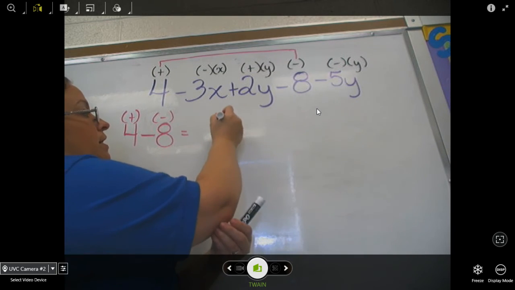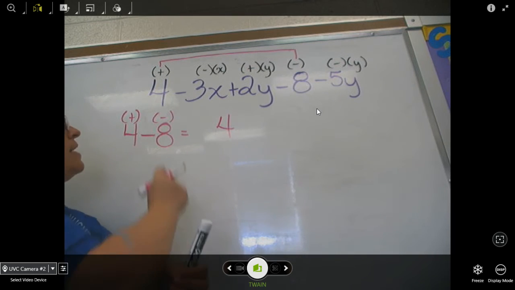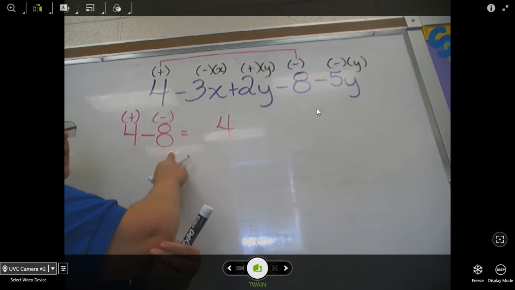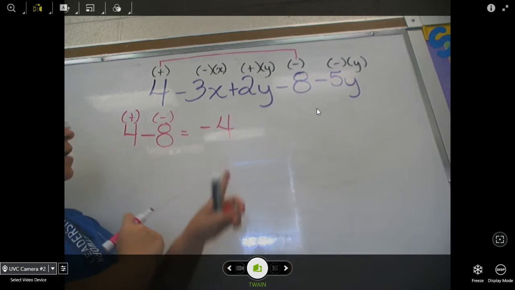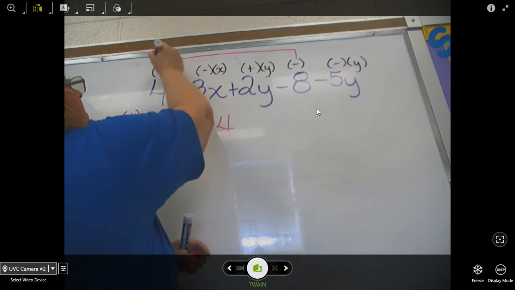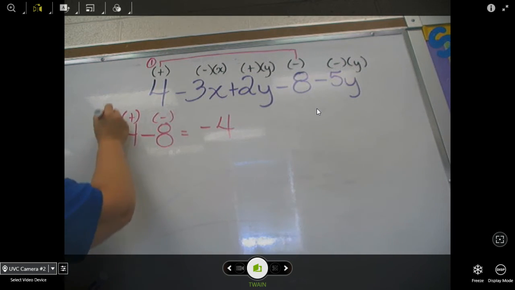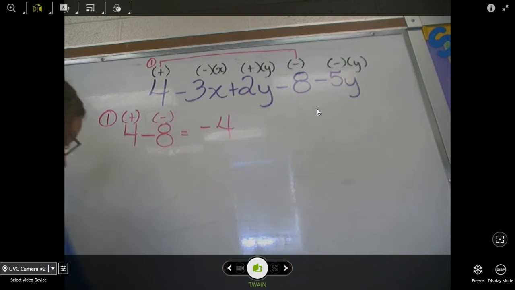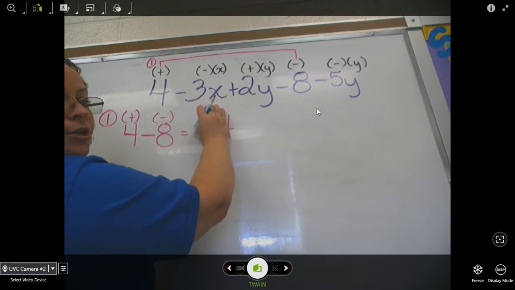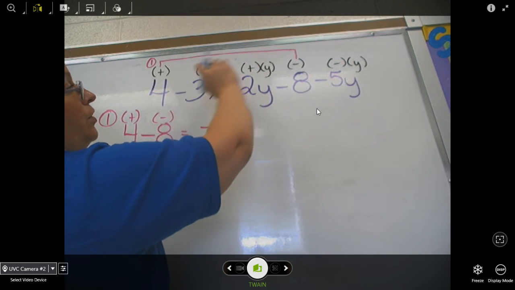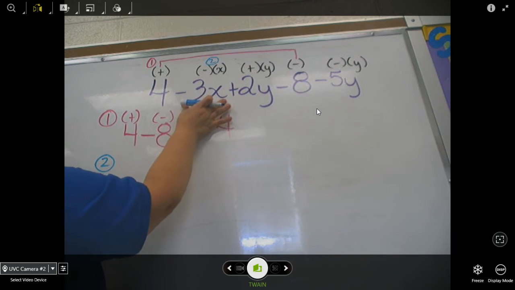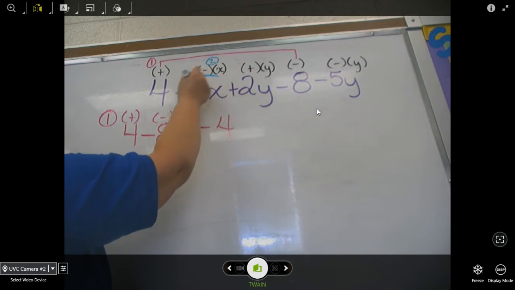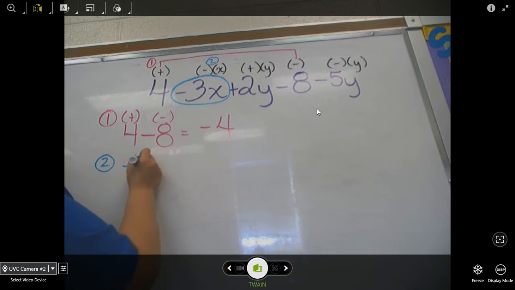So 8 minus 4 is 4. Now, which is bigger, the 4 or the 8? 8 is bigger, so that means that I take its sign, which is negative. So I have a -4. So this is my first thing I'm going to do. So I did it right here. Now, do you see anywhere there's another X? I don't see any other X's up here. Do you? So this is going to be 2. I'm just going to bring it down. Bring it down as it is. It's a -3x. And you can circle it if you want to, whatever. So I have -3x.